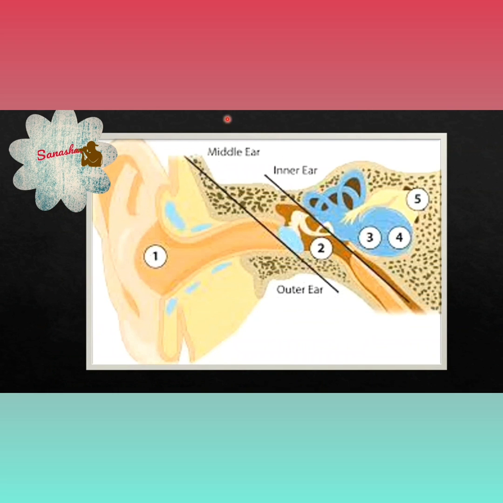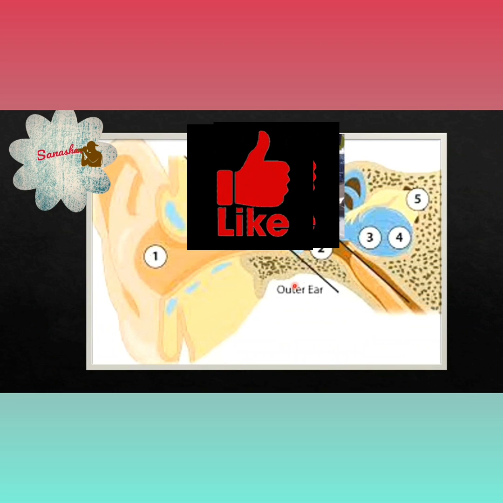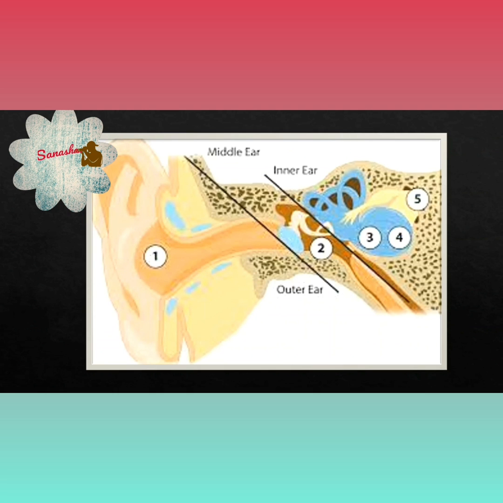You can see here, this is the middle ear, this is the inner ear, this is the outer ear. You can see in this picture, these 3 layers are categorized.